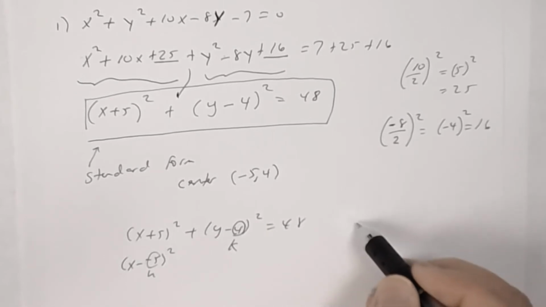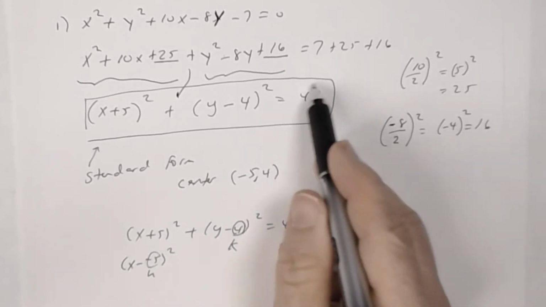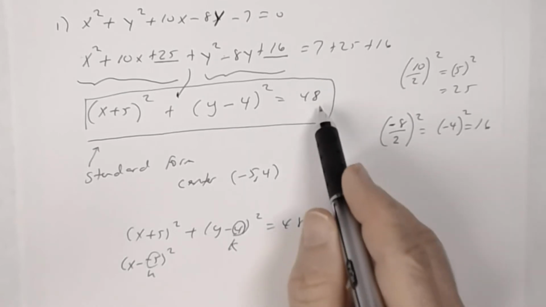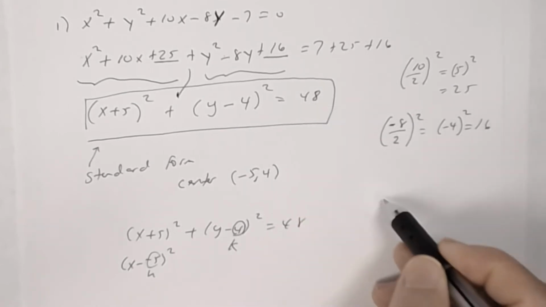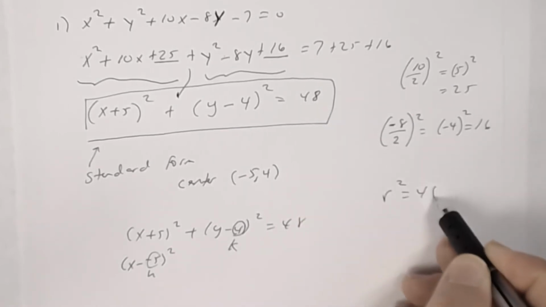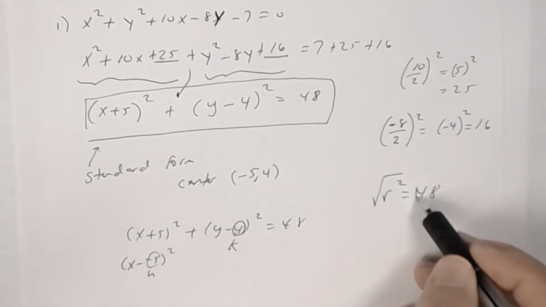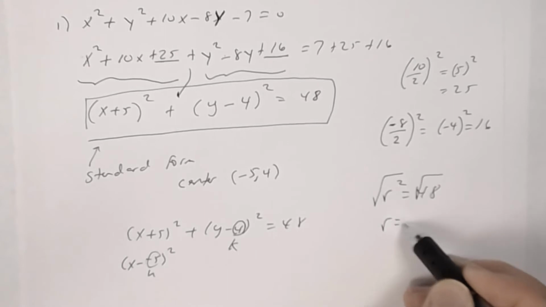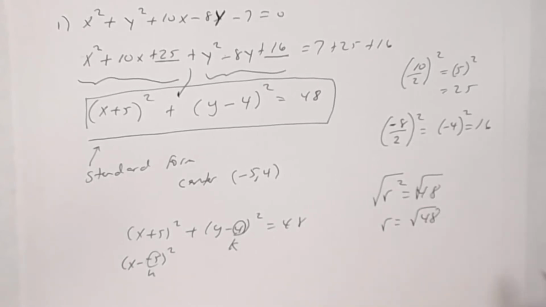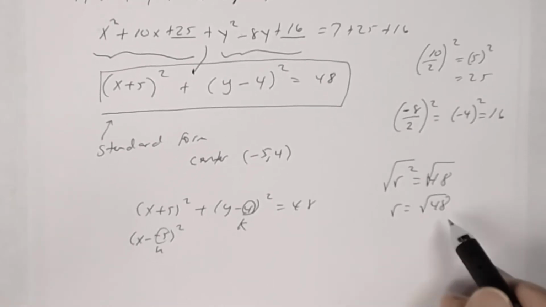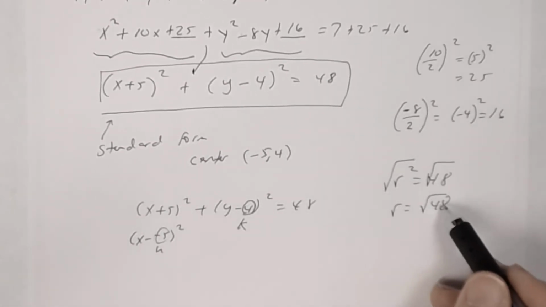And the radius, remember, this is r squared. So keep in mind that that is r squared. So r squared is 48. So if I want to find the radius, I've got to take the square root of both sides. So I get r equals the square root of 48. Now sometimes they're going to ask you to simplify the radical if you can. So let's go ahead and simplify this.